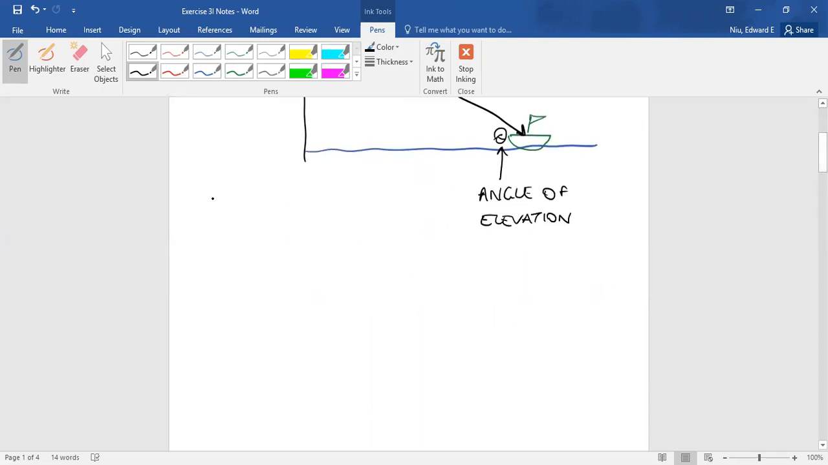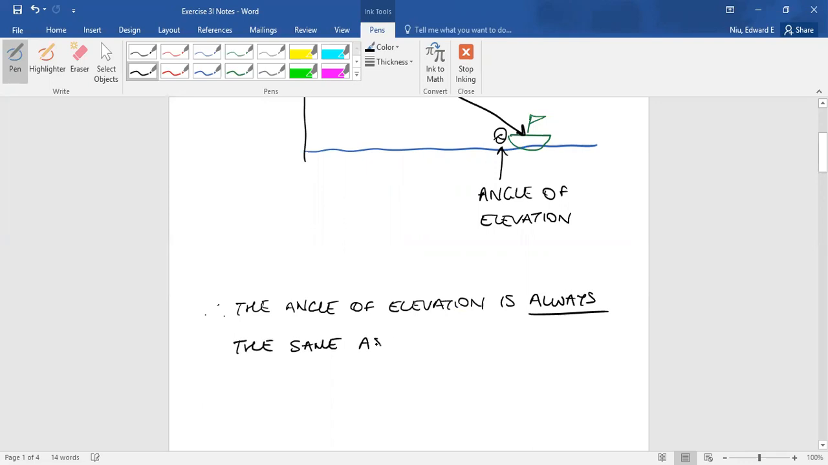All right, so let's write down here: the angle of elevation is always, no matter what, always the same as the angle of depression.